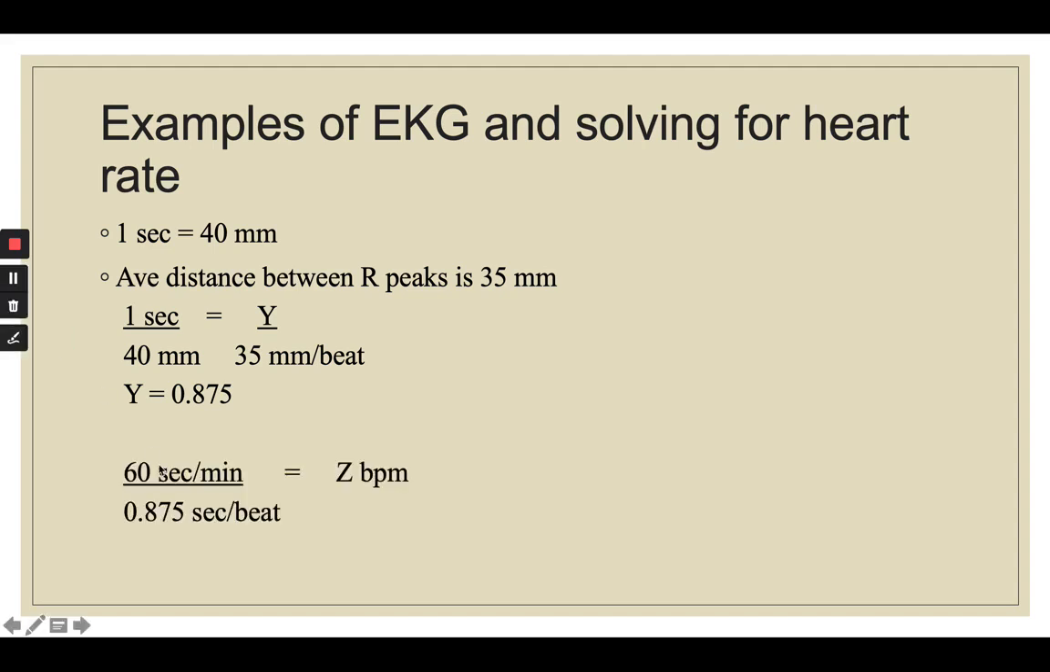Then I would fill in this equation. There's 60 seconds in a minute, and we calculated y, which is 0.875 seconds per beat. The seconds cross out, so you get beats per minute. And here we have z. You basically divide 60 by 0.875, and z is 69 beats per minute. So that is how we use EKGs for solving heart rate.